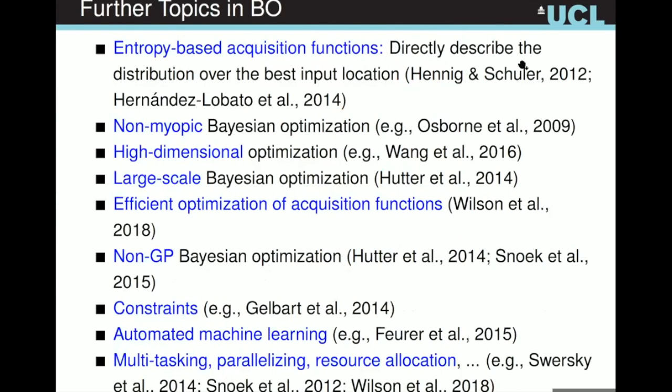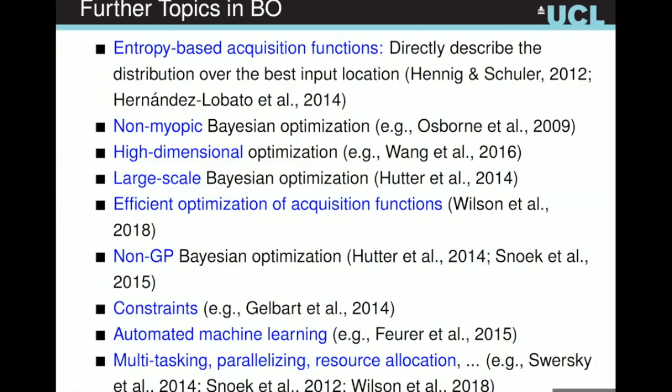Okay. So there are also lots of topics that we didn't discuss today. But here are some links to corresponding research. There is something about entropy-based acquisition functions where you describe the distribution over the best input location instead of finding a distribution on the best function value. So looking directly at the X values. Looking at Bayesian optimization that does look ahead, so looking multiple steps ahead instead of optimizing for the next best experiment to run. You want to look at the next maybe 3, 4, 5 experiments to run.